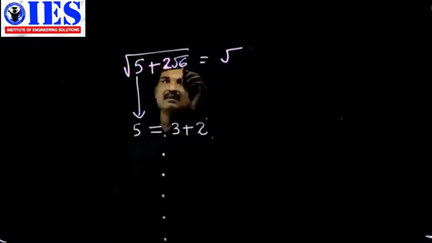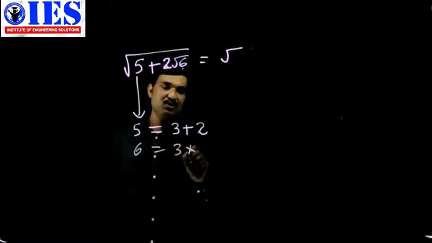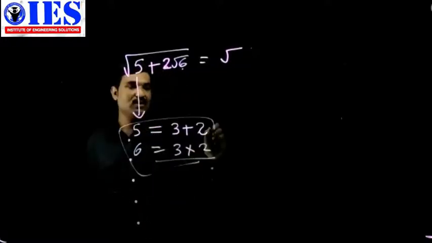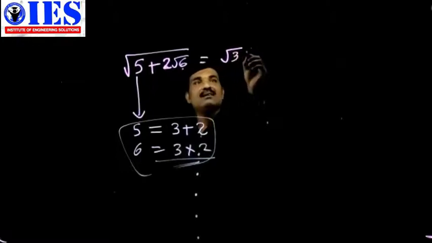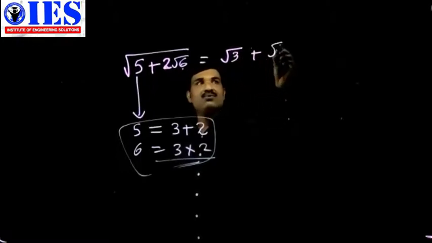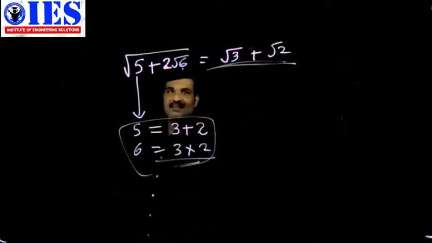Now we can write this 6. This 6 is equal to 3 into 2. Right, so we have 2 numbers. So we can simplify this: it is equal to square root of 3 plus square root of 2. This is the answer for this question, right?